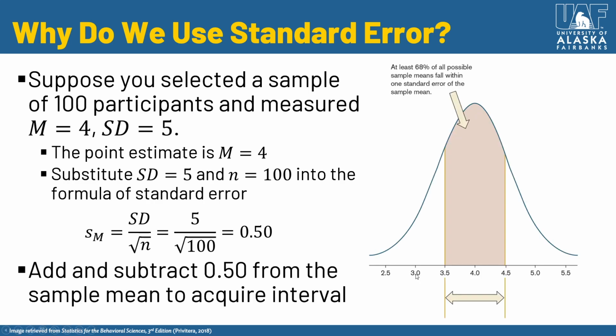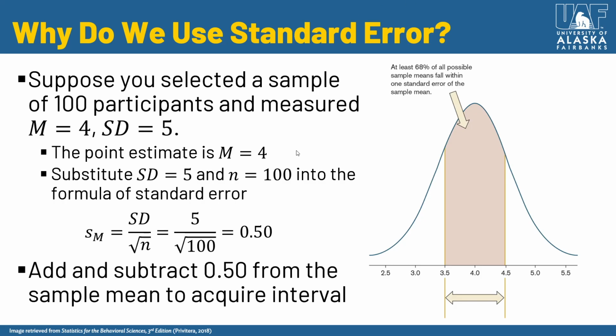If we add and subtract that one standard error from the sample mean, we acquire that interval. In this graphic, 4 was our sample mean; plus 1 standard error is 4.5, and 4 minus 1 standard error is 3.5. Then we can say that at least 68% of all possible sample means fall within 1 standard error of the sample mean. That's one example of why we use the standard error to help us calculate these confidence intervals.